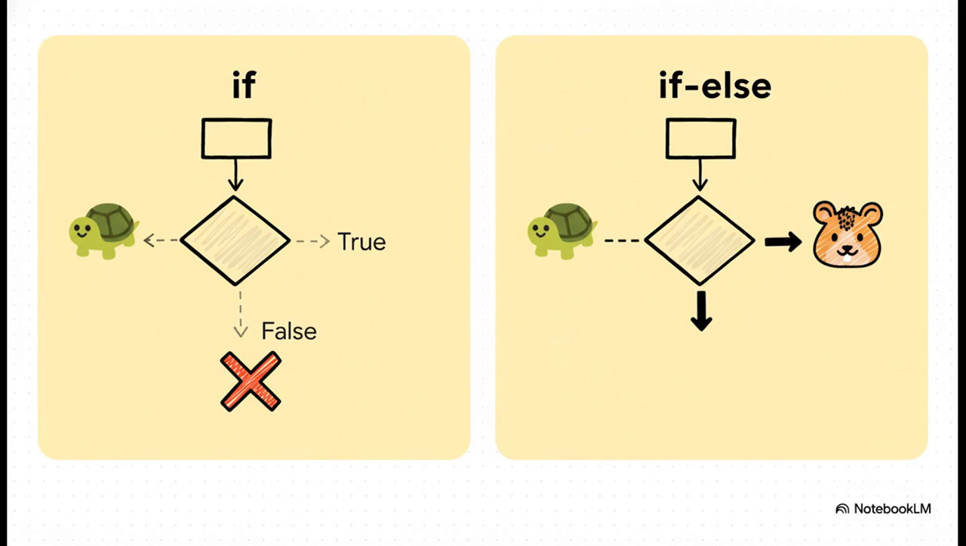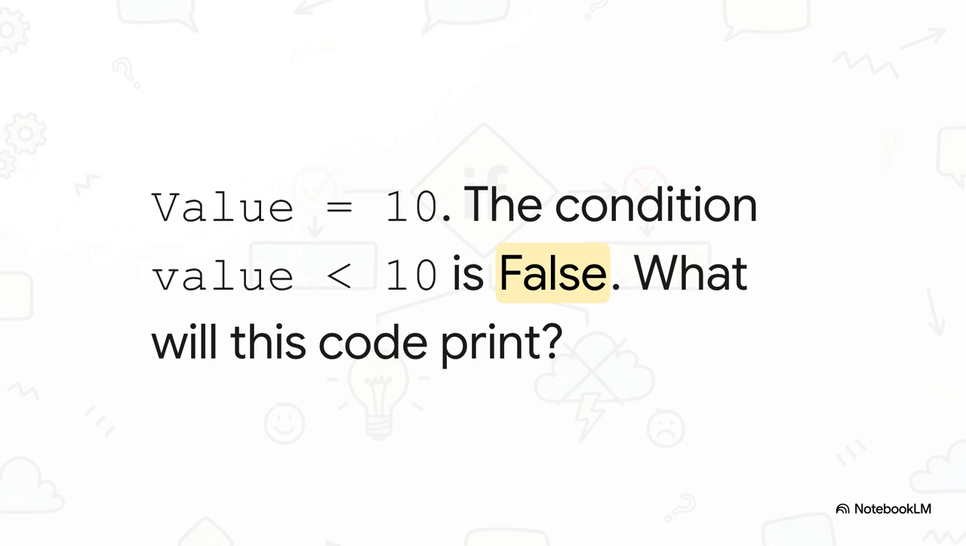It's a built-in backup plan. All right, pop quiz time. Look at this code. We set a variable called value to exactly 10. Then the if statement checks if that value is less than 10. So, is that condition true or false? And based on that, what do you think this code is going to print?